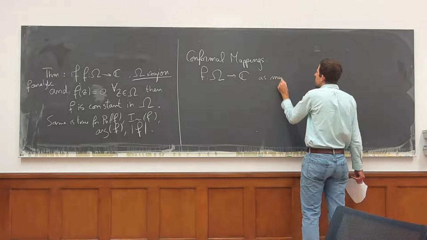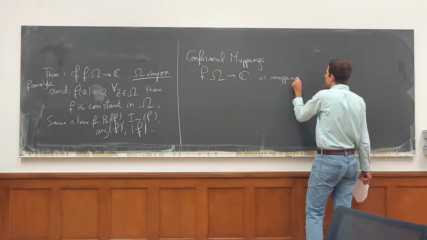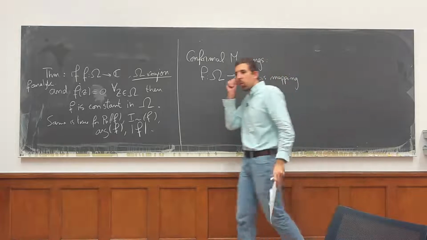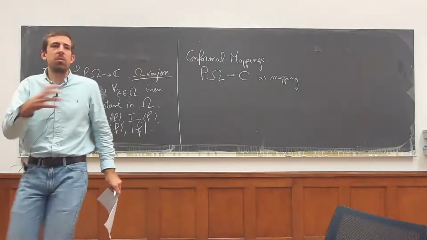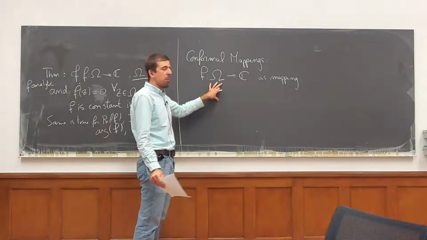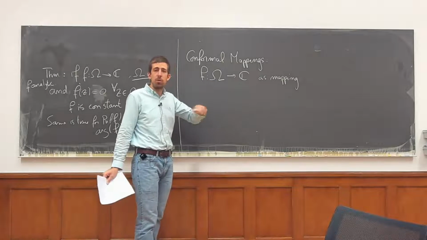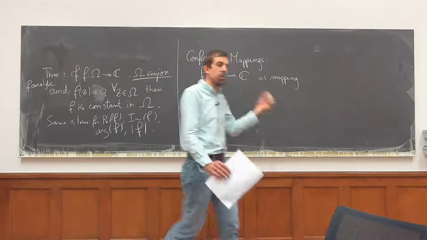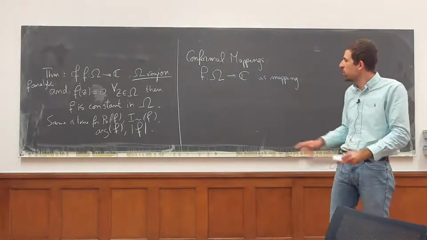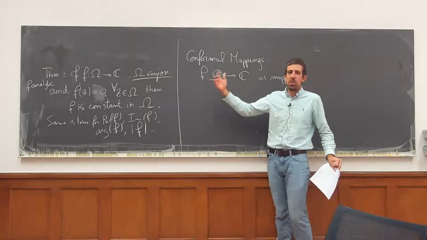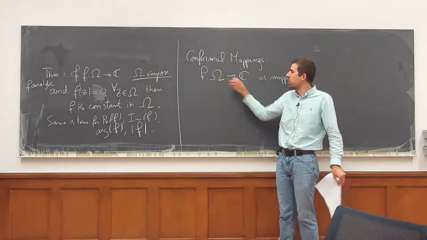What I mean by this, a mapping and a function are the same. What I mean is we're going to try and understand what happens to the geometry. If you think of omega as a set with its geometry where you can draw lines and circles and make drawings and whatever you want to do, then we can push whatever drawing you made through the function.